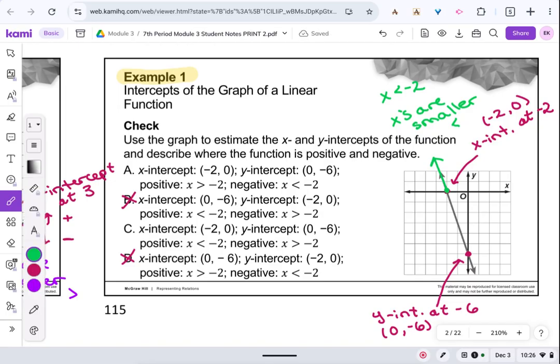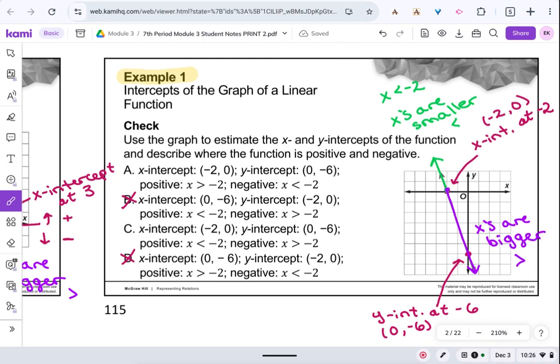And then as we get bigger, that would be starting here and going down and to the right. As we go down and to the right, our x's are bigger because we're going to the right. And that would be then the greater than symbol. So x greater than -2 would be our interval. Knowing those 2, we can eliminate option A, and we're left with C as our final answer.